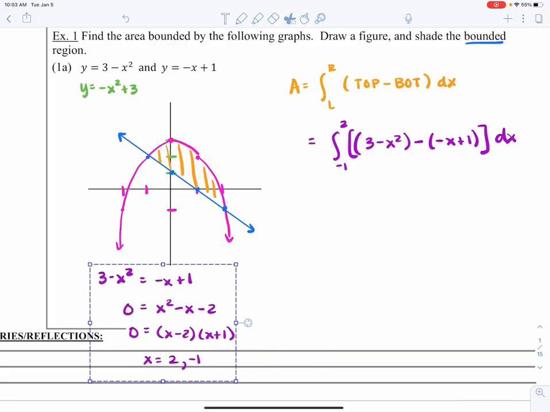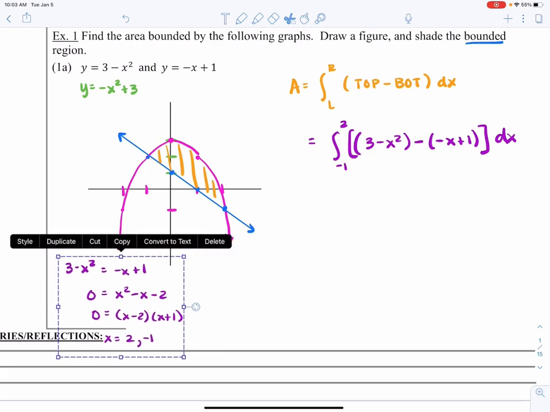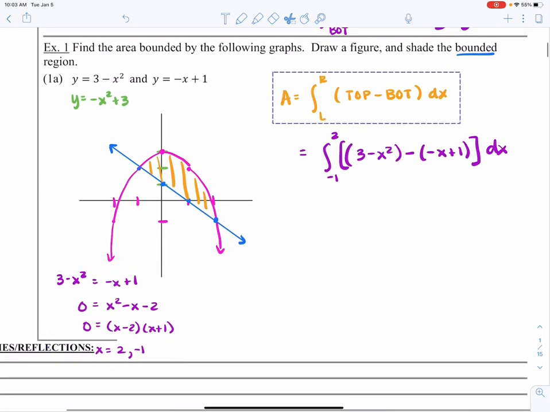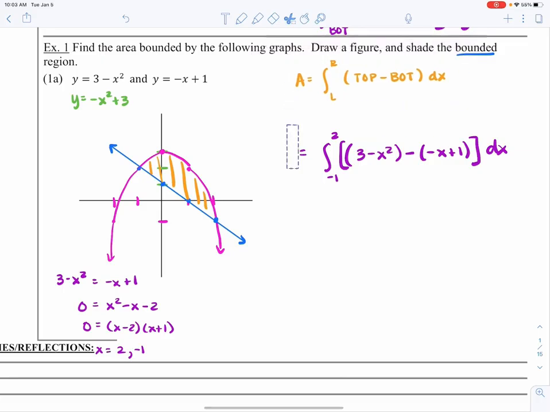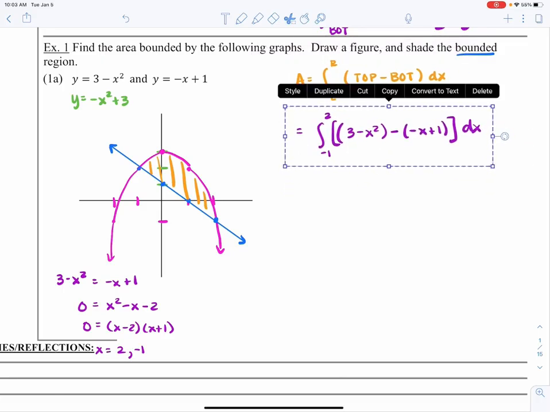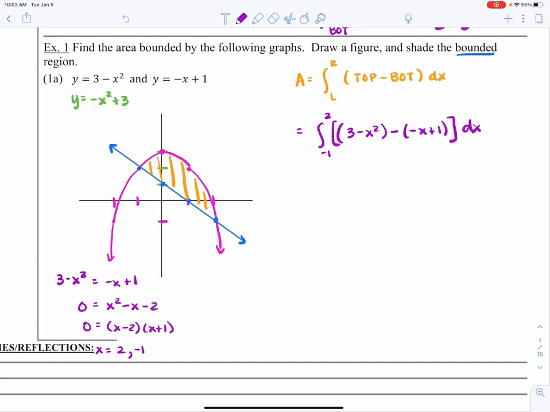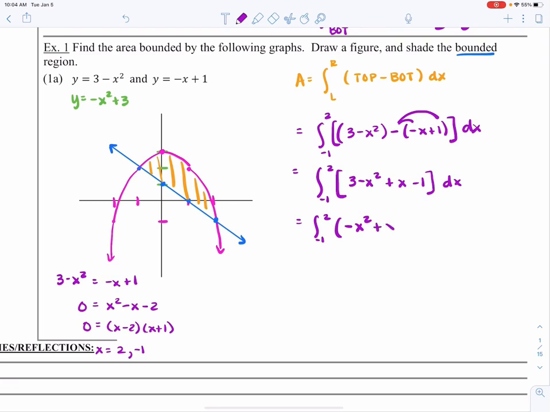Now, I'm aware you could use your calculator to calculate this integral. We're going to do this by hand because it's good for the soul, and you're going to be expected to do this by hand on the AP exam. I would encourage you, though, to simplify what's in your integrand before moving on. So I'm going to do that. This will become 3 minus x squared plus x minus 1 once I distribute the negative. Combining my like terms, I have negative x squared plus x plus 2.